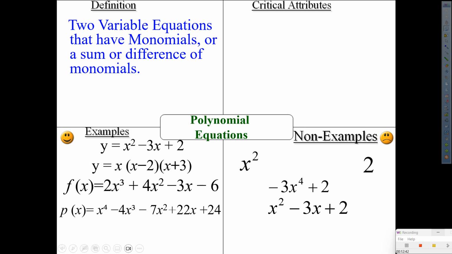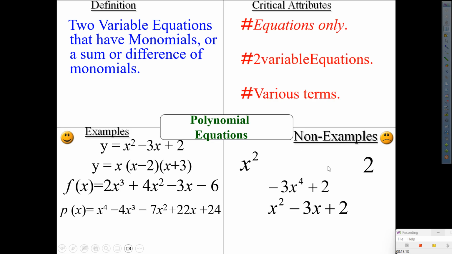They're not equations. What do we call those? Joseph, my goodness, what do you have for breakfast? Let's go. Yeah, expressions. That is correct. So, hashtag, write those down. They have to be equations only for polynomial equations. They have to be 2 variable equations.